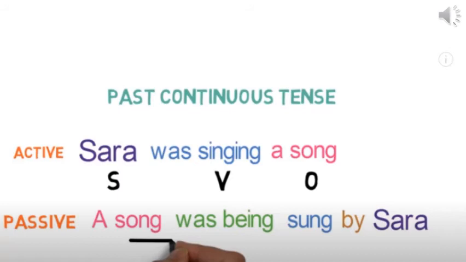Now second step, let's swap the position. A song will be replaced by Sarah and Sarah will be put at the last position. Then we change the main verb into the verb third form, that is singing will be changed to sung. Then to put the suitable helping verb, that is was being, will be put, because for any continuous sentence we use being, and to complete the passive sentence, we use the preposition by. At the end, lastly, we get the passive sentence, a song was being sung by Sarah.